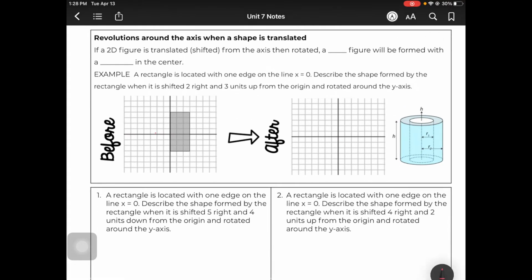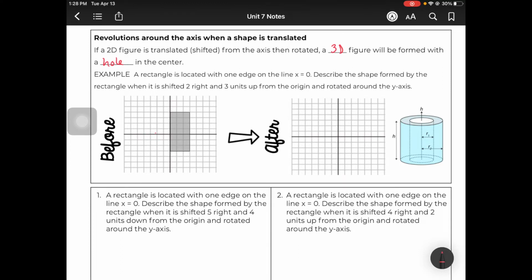But we're going to do some of this ourselves. In this video, we're going to talk about some of this. If we move that figure first, then rotate it, that's going to change things a little bit. So if a 2D figure is translated or shifted from the axis, then it's rotated, a 3D figure will be formed that has a hole in the center. And I'll explain why that works.